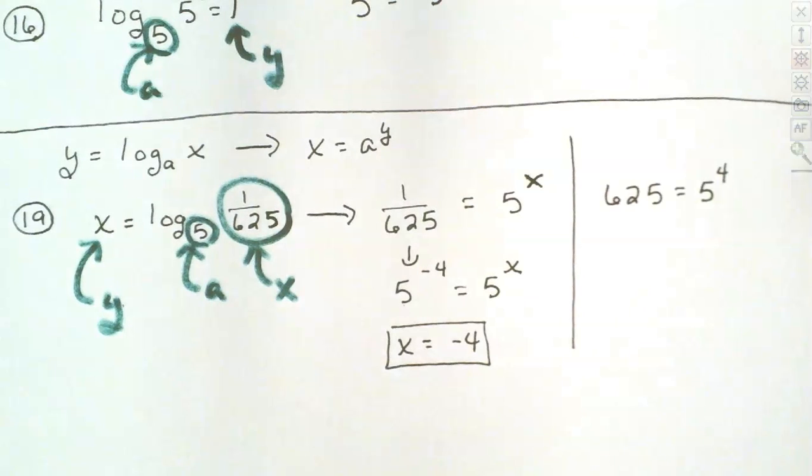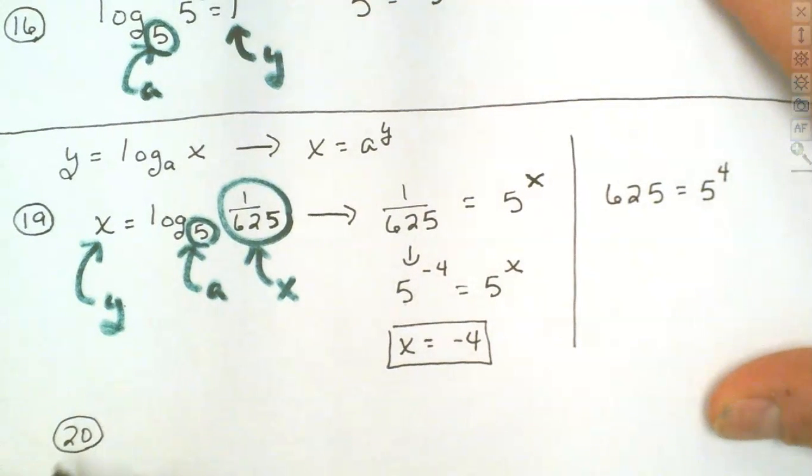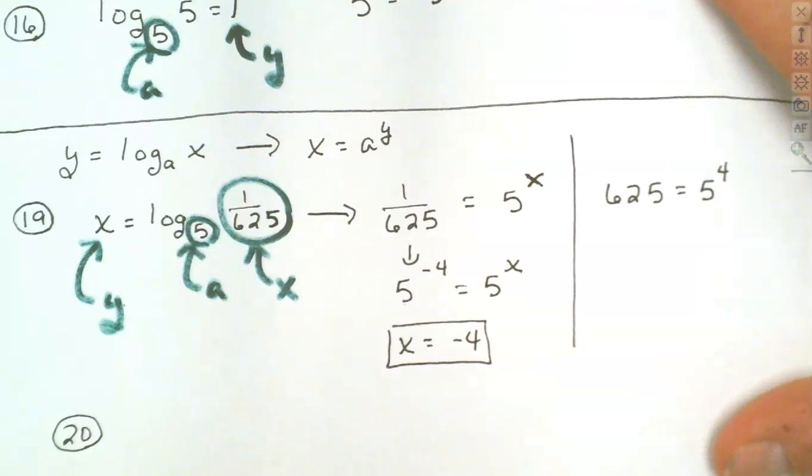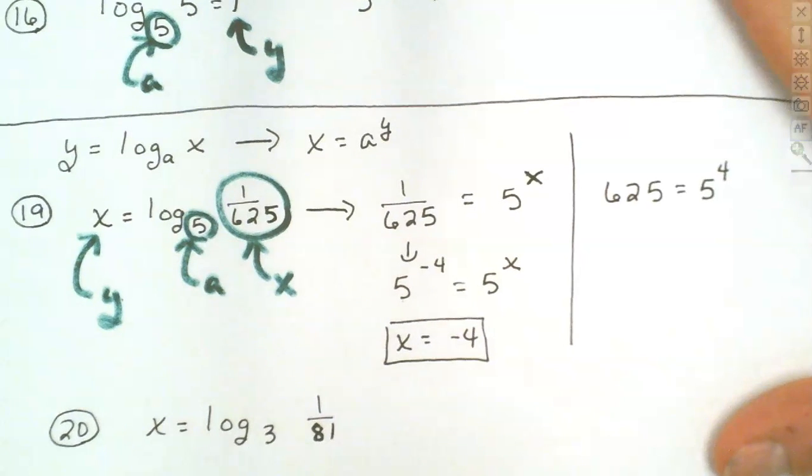Let's try another one. Very similar, same type of question, 20. So question 20 is x equals log base 3 of 1 over 81. Just make sure I wrote it down right. Yep, everything looks right there.